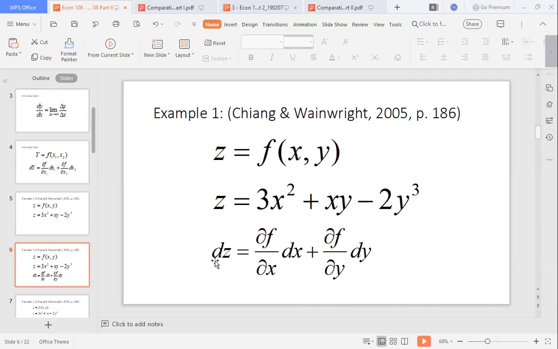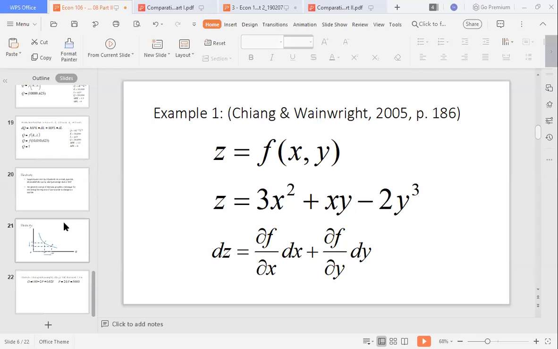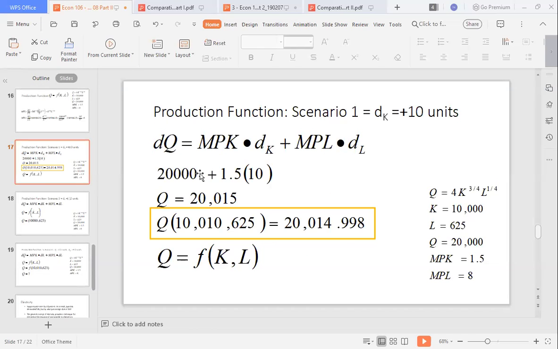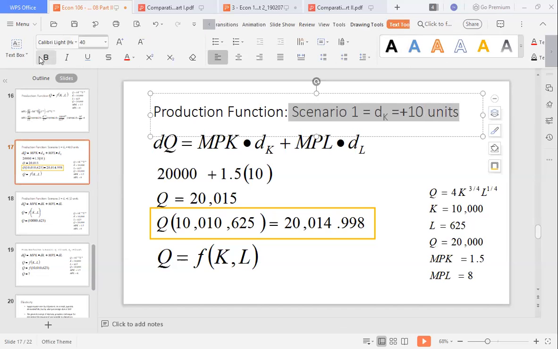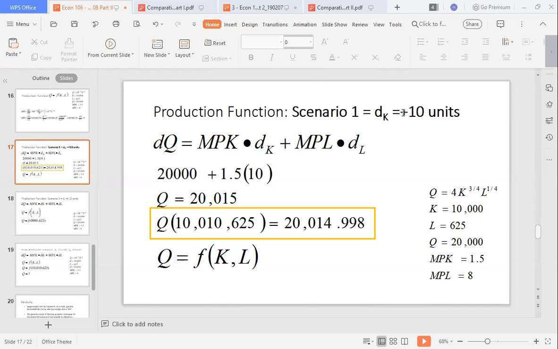Let me correct myself. That's total differential. Getting the first partial derivatives with respect to a change in x, also the partial derivative with respect to y, and a change in y. Now, in this case, class, because we have examples already, that is MPK. MPK is our partial derivative with respect to K times that change in K, plus MPL times the change in L. So in this first scenario, what's happening is that we are only adding 10 units to capital, and we're holding L constant.